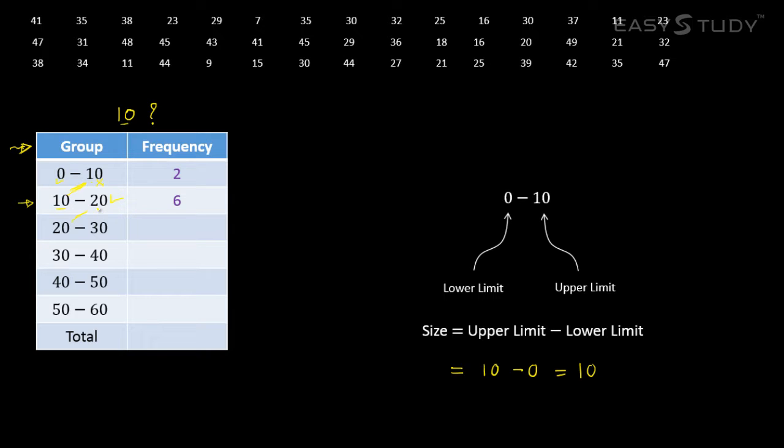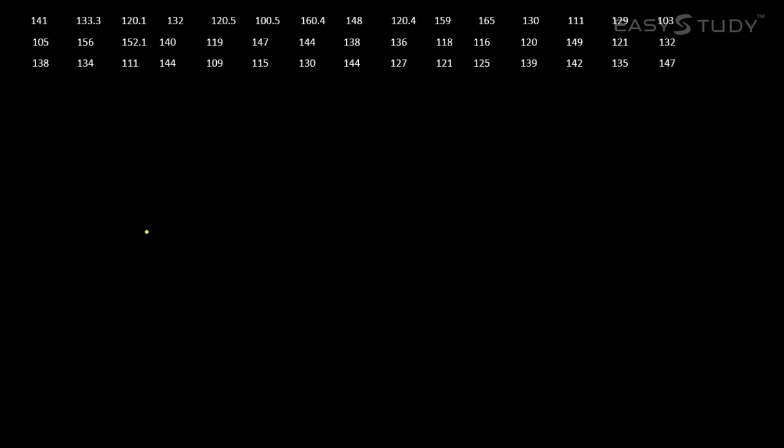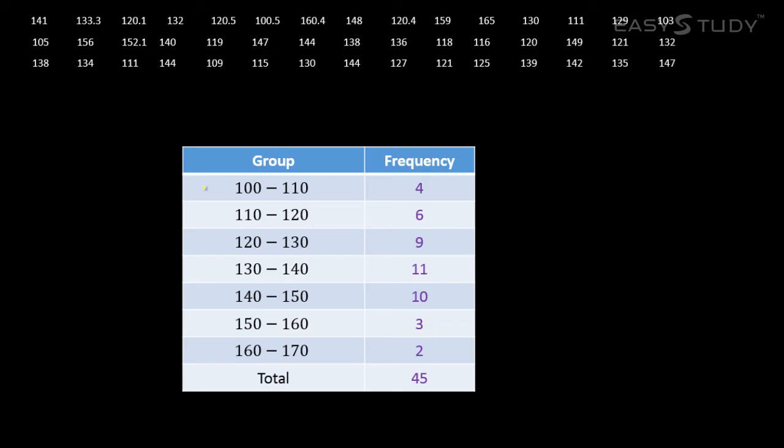So, this is how the frequency distribution looks for 45 students, and tally marks will look like this. Let's look into another example. Here we have heights of students in centimeters. Let's group the data. There are 4 students in class interval 100 to 110, 6 students in class interval 110 to 120. Most students' heights lie in these 3 groups. We have a few tall students as well.